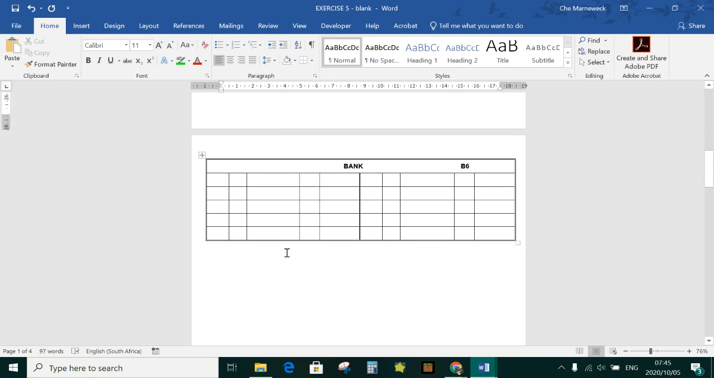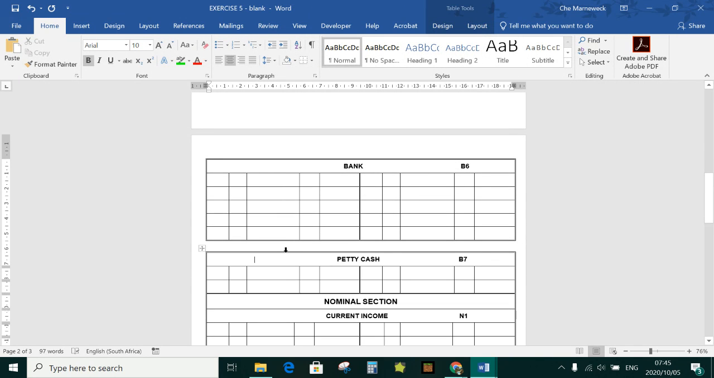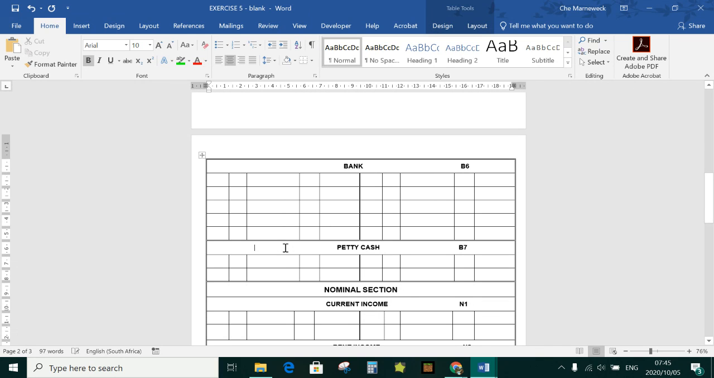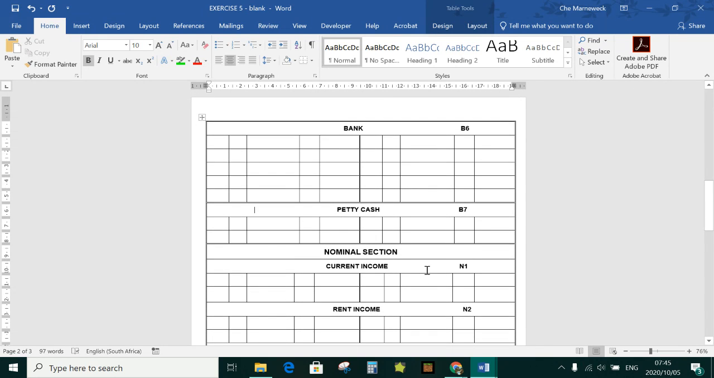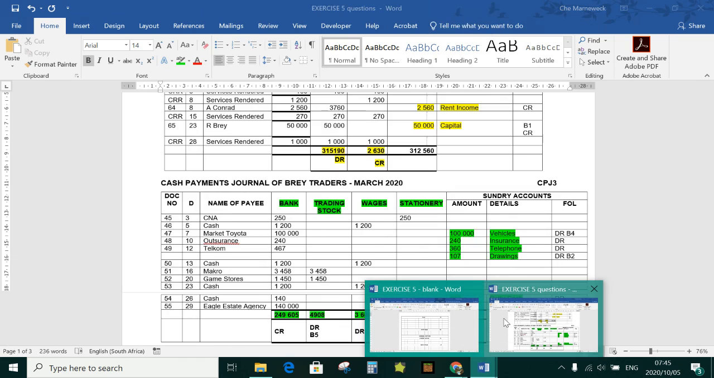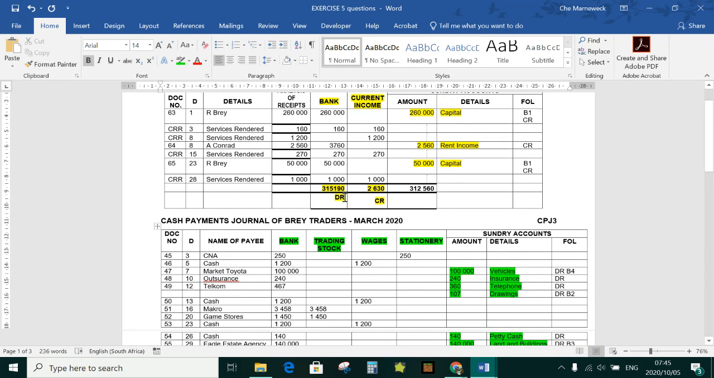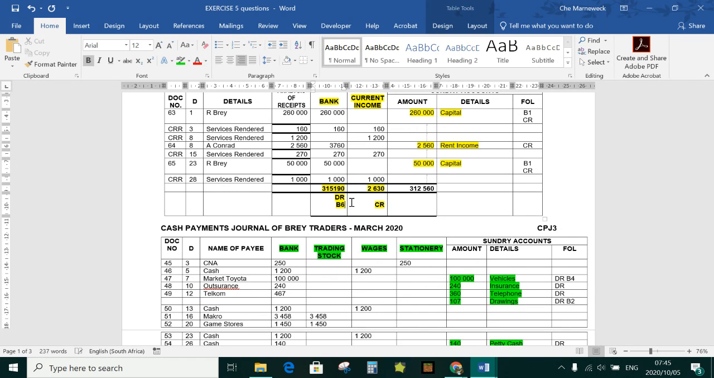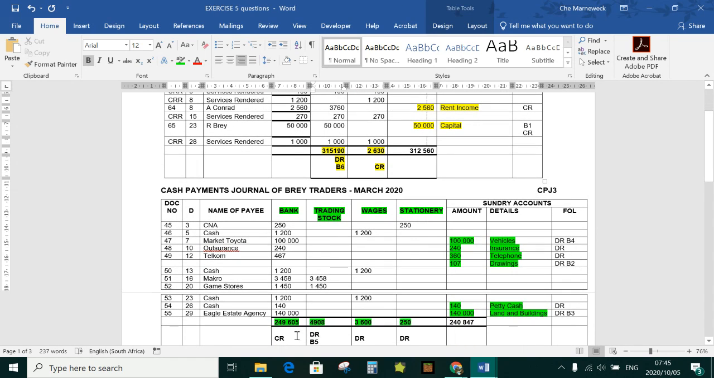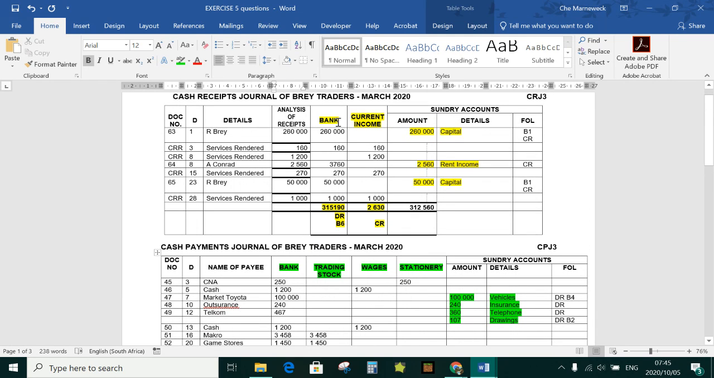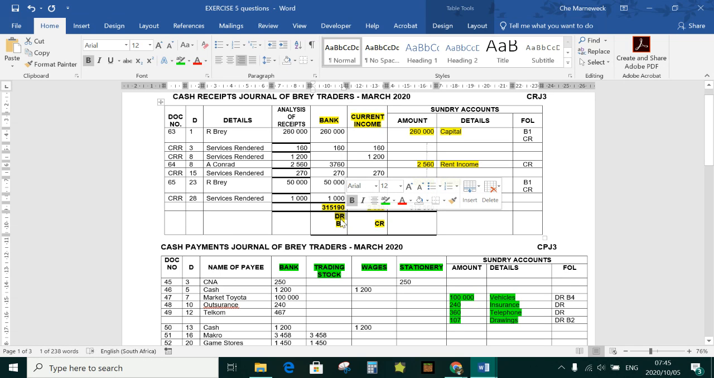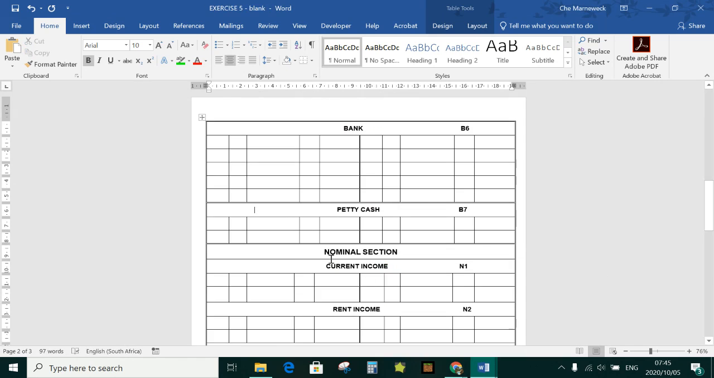We're then going to move on to bank. I'm just going to put bank down here. Don't worry if my answer book is moving around. When we post to bank, bank is now B6. We have a bank column in the CRJ, and we have a bank column in the CPJ. So we start with the CRJ. We are posting the total of the bank column on the debit side, so it's the last day of the month.